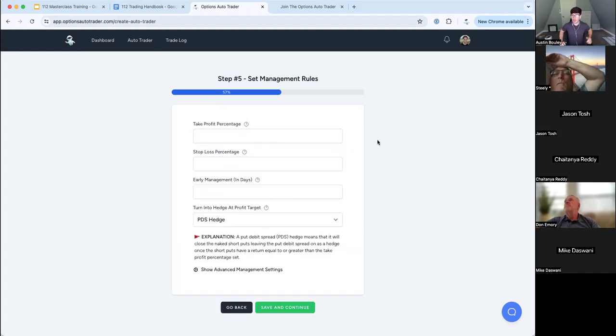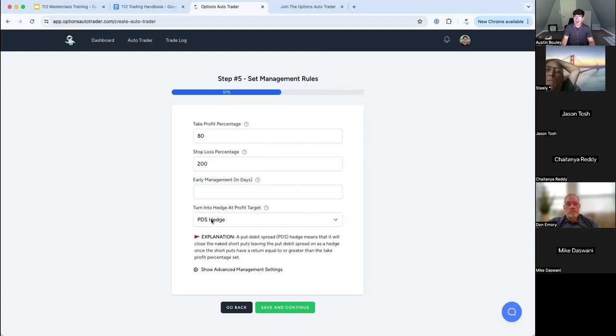Next, this is where we determine what we want our win rate to be. We can pick between an 80 to 90% take profit, which I showed you the numbers on. So let's say 80% here, because that's what I like to go with. Stop loss, I would say between 200 and 300%. Just for the sake of this, I'm going to put in 200 because that's what I currently have on mine. Early management can be avoided. This is for if you want to close the trade early.